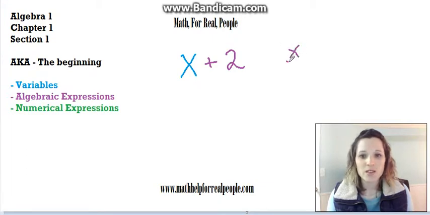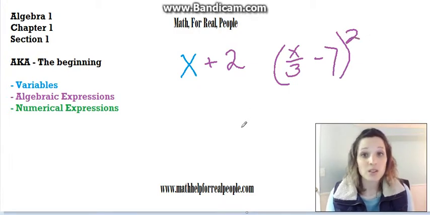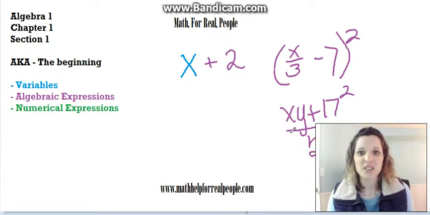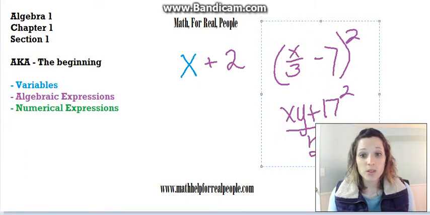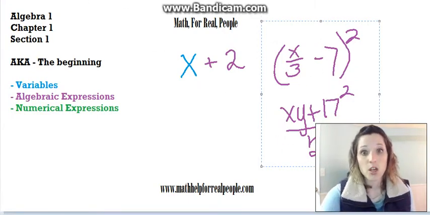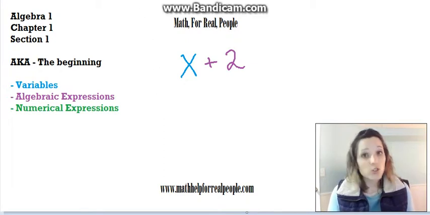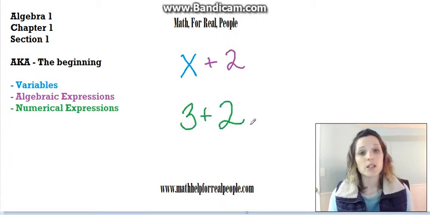You could have something like x over 3 minus 7 squared. That's not pretty, but that's another expression. No equal sign, has a variable. It can have more than one variable. xy plus 17 squared over 20. Doesn't matter, because it has a variable and no equal sign along with some numbers and such. So there's your algebraic expression. Now a numerical expression, the definition of that would be something with just numbers. So no variables in a numerical expression.